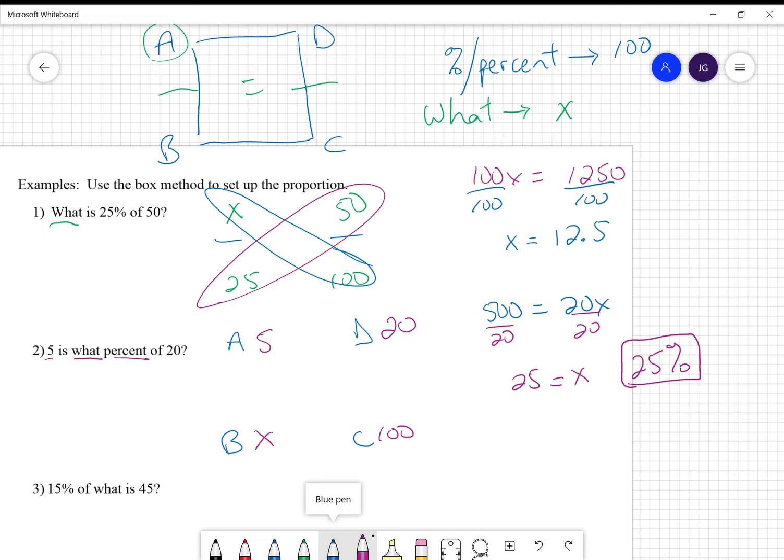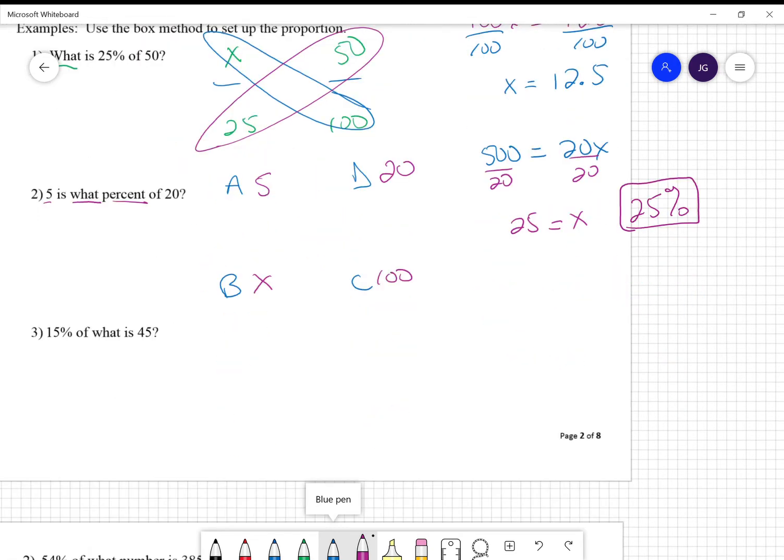Okay, the last example, 15% of what is 45? If I use the box method, I have 15, percent is 100, what is x, and my number 45. When I cross multiply, I have 15x equals 4,500. Divide both sides by 15. X equals 300.